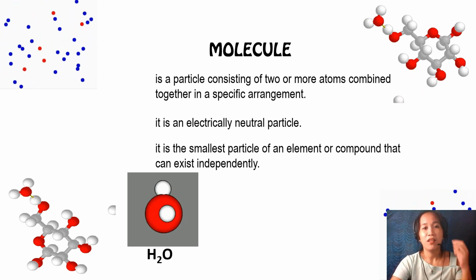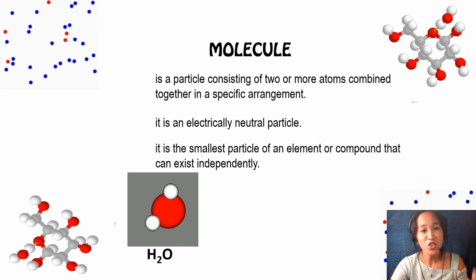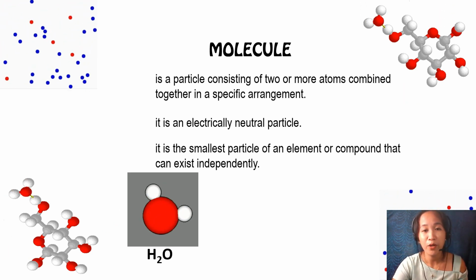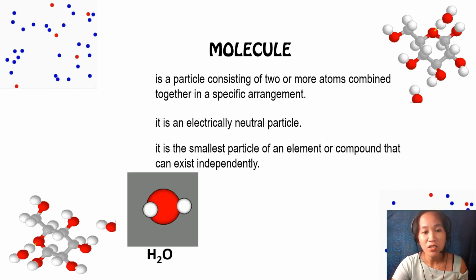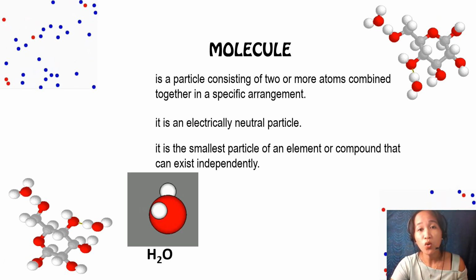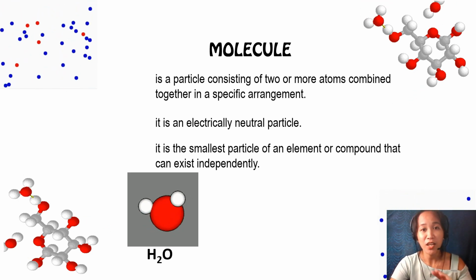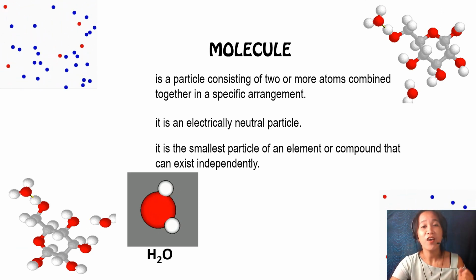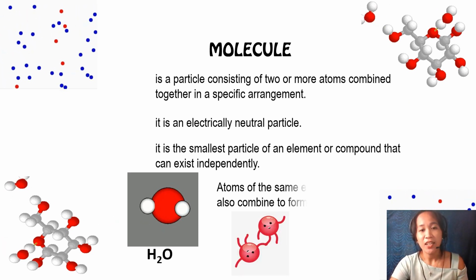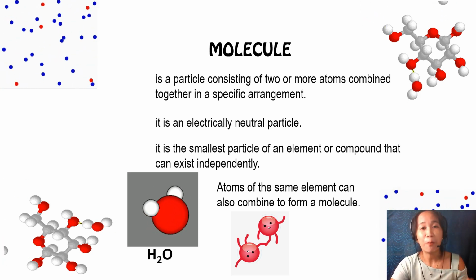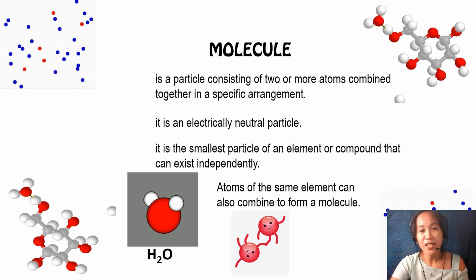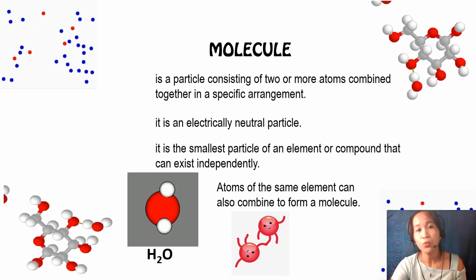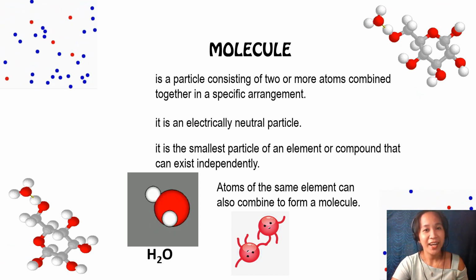Okay? Example, we have water. Water molecule consists of an oxygen atom combined with 2 hydrogen atoms. So, ito yung magiging itsura ng water molecule natin, guys. So, 1 oxygen atom at tsaka 2 hydrogen atoms. So, take note that an atom can be combined to form an element or compound. Another one is that atoms of the same element can also combine to form a molecule. So, just like for example, oxygen in the air consists of oxygen molecules which are made up of 2 oxygen atoms. Okay? So take note with that.